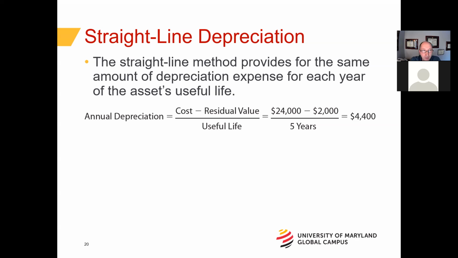Now, how does it work? For the 5 years, I deduct $4,400 each year for 5 years from my asset. So here's how it looks on the balance sheet. On the balance sheet, you have the asset, in this case, dump truck, and it'll say 24,000. And they'll always say that, okay? You don't deduct from there. You calculate what we call accumulated depreciation.